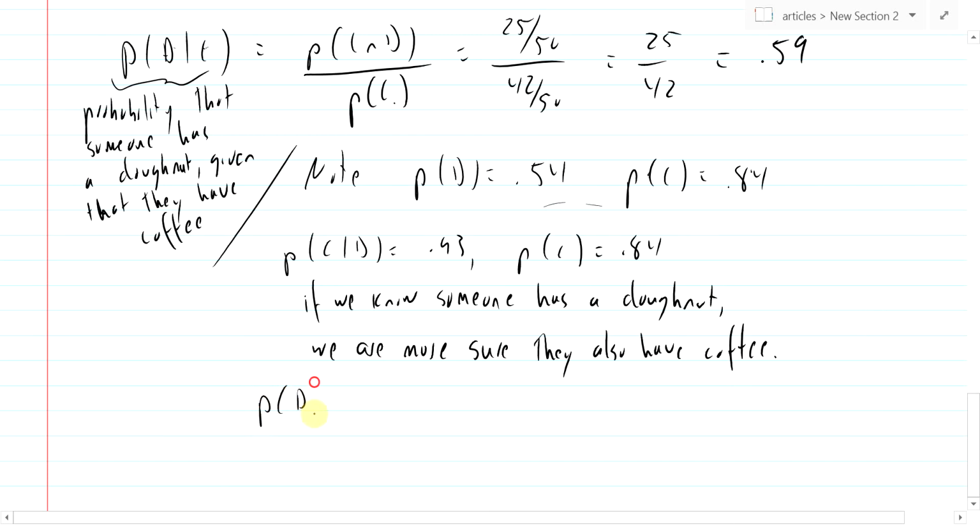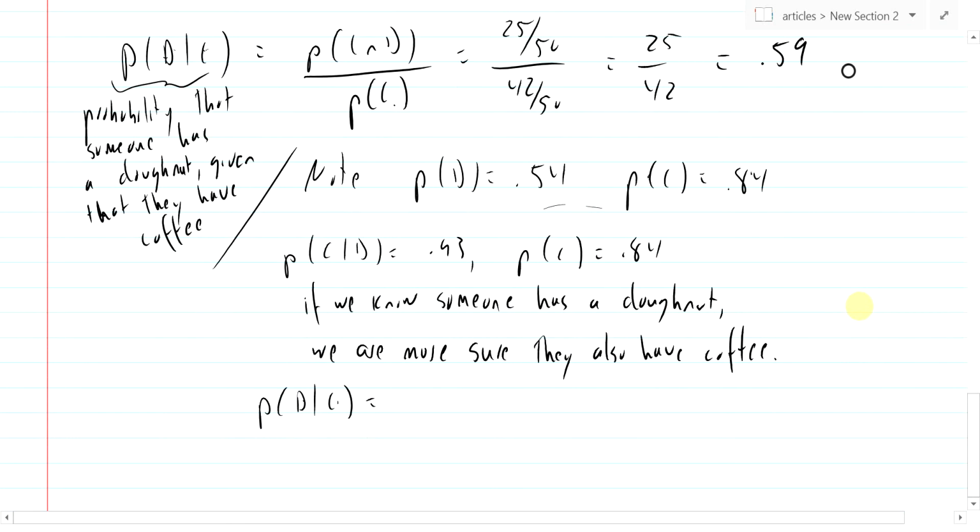P of D given C, the probability of a donut given that they have coffee, is 59%. And the probability of a donut is 54%.